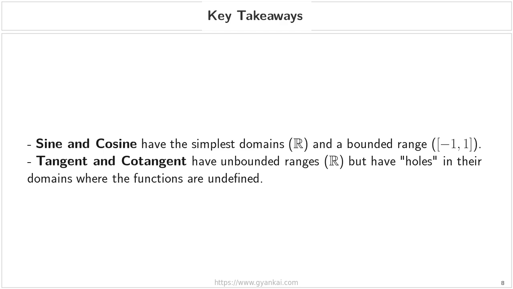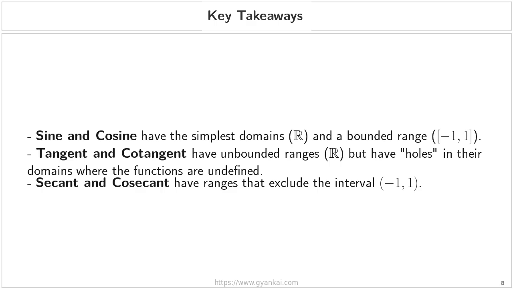Next, consider the tangent and cotangent functions. Unlike sine and cosine, these have unbounded ranges, meaning they can produce any real number as an output. However, they are not defined for every input. They have holes in their domains at specific points where the denominator of their ratio becomes 0.